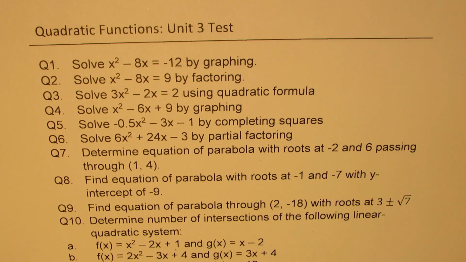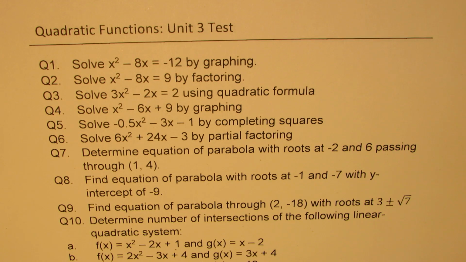Question number 9. Find equation of parabola through 2, minus 18 and roots at 3 plus minus square root 7. Now this is a special case. We have a radical root here. So you need to be good at working with radical numbers.